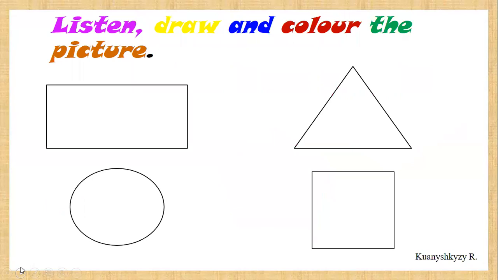Listen, draw, and color the shapes. Picture 1, the rectangle is blue. Picture 2, the triangle is yellow. Picture 3, the circle is orange. Picture 4, the square is red.